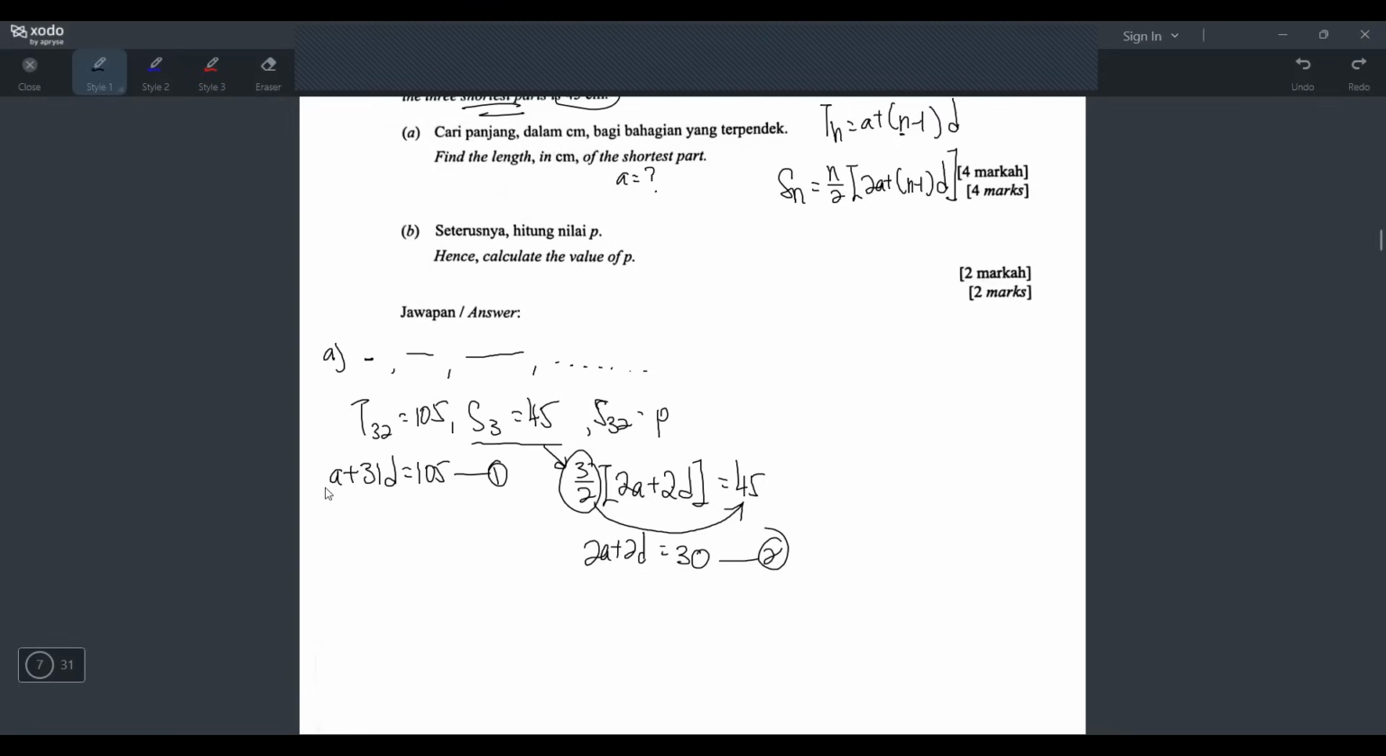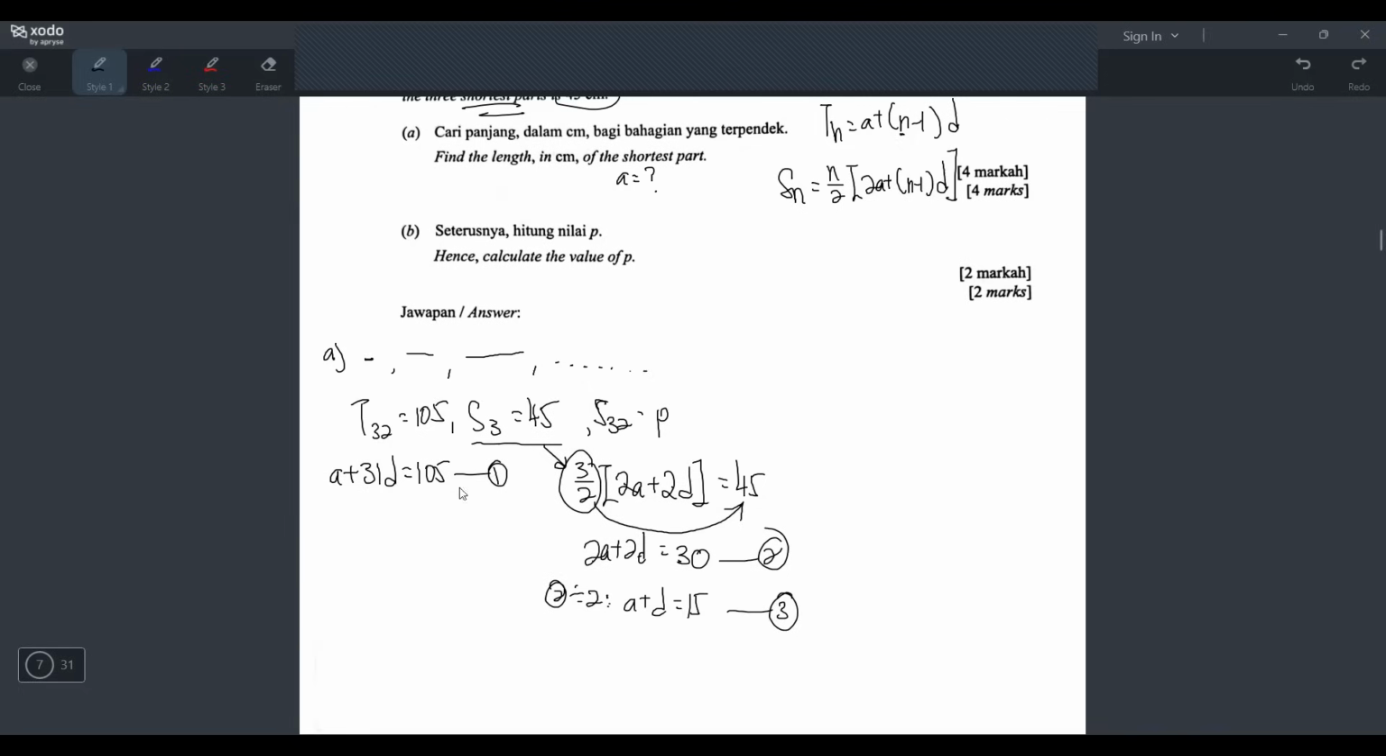So what I have to do now is take equation 1 times 2, to make A become 2A, then I can eliminate, then I can subtract. There's actually another better way to do this. If you don't want to take equation 1 times 2, you can also take equation 2 divide 2, because coincidentally all these numbers can be divided by 2. So let's do it like that. Equation 2 divide 2, you will get A plus d equals 15. Let's call this equation 3.